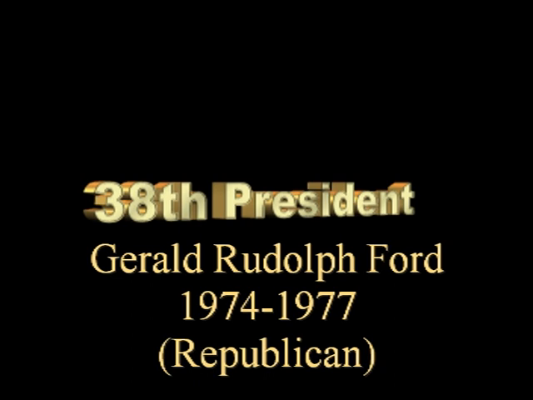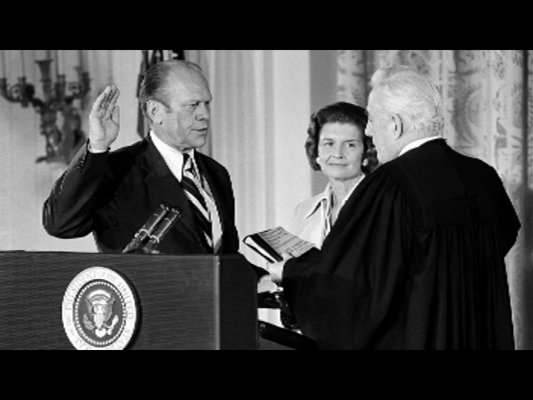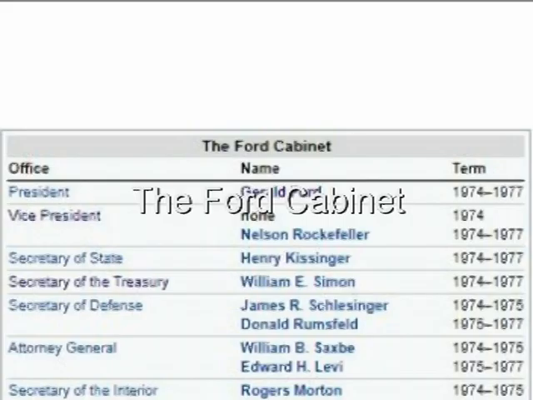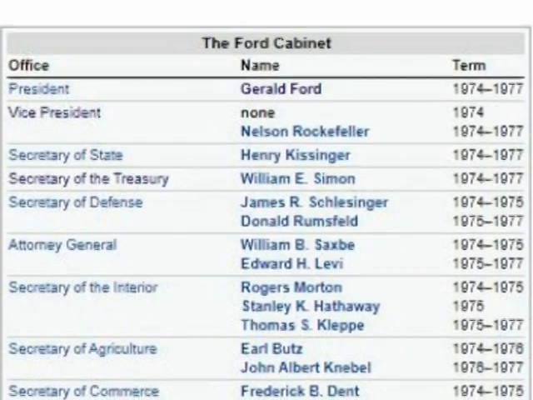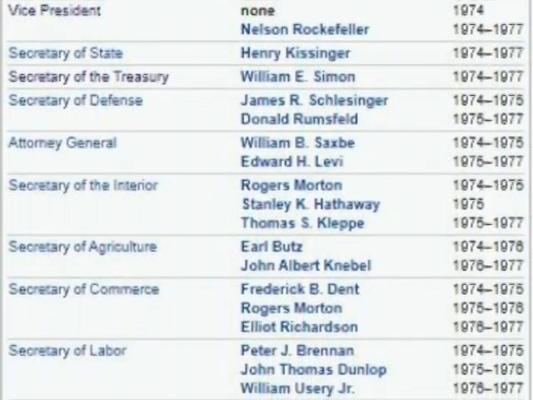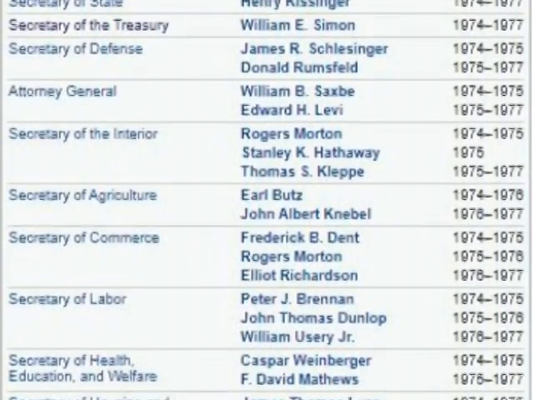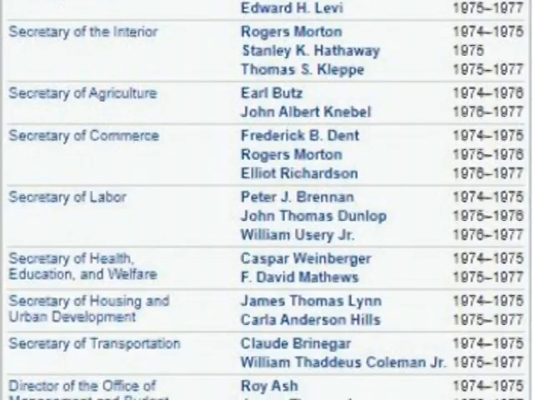Gerald Rudolph Ford. The presidency of Gerald Ford began on August 9, 1974, when Gerald Ford became President of the United States upon the resignation of Richard Nixon from office, and ended on January 20, 1977, a period of 895 days. Ford, a Republican from Michigan, had served as Vice President of the United States since December 6, 1973, following Spiro Agnew's resignation from that office.